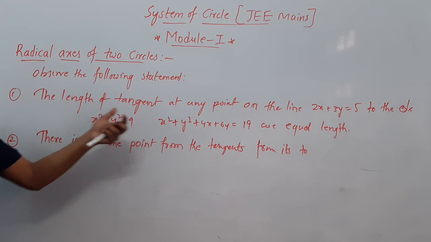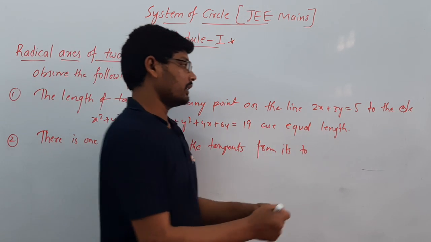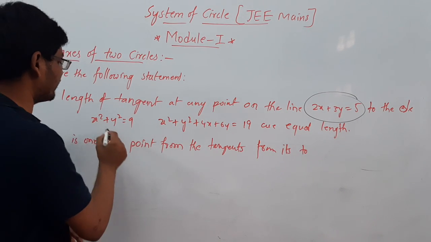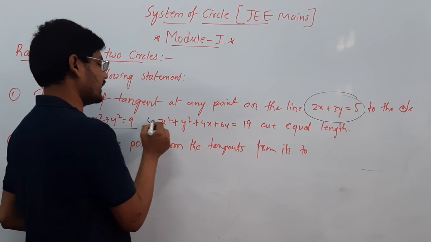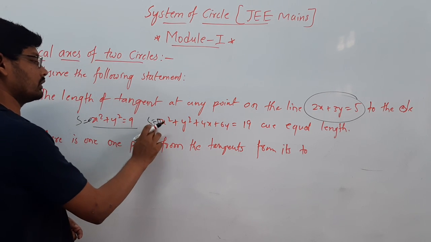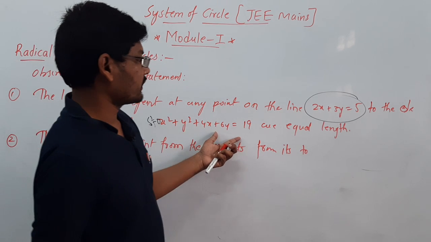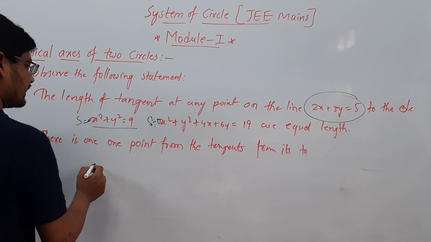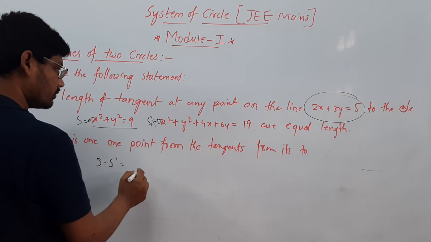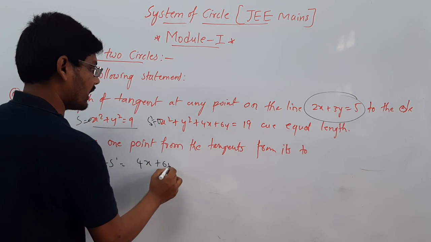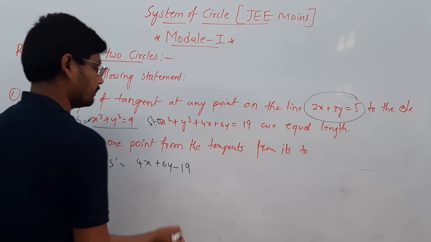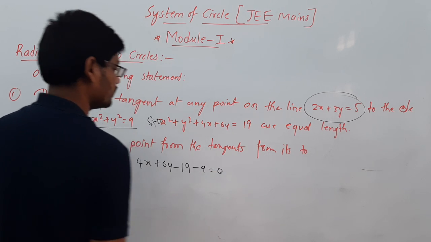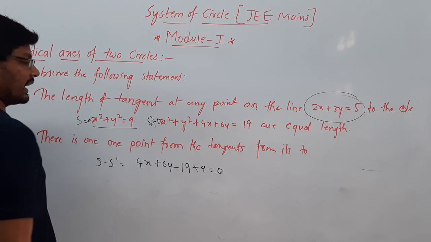So the length of the tangent at any point on the line to the circle. This is the line he has given. The first point I am taking is to the circles, and he is giving two circles. This is S equal to 0 and this is S dash equal to 0. And here let's subtract S minus S dash, which will become 4x plus 6y minus 19 plus 9.